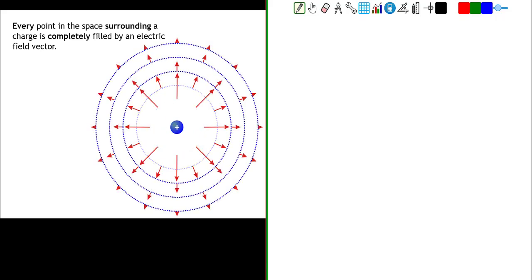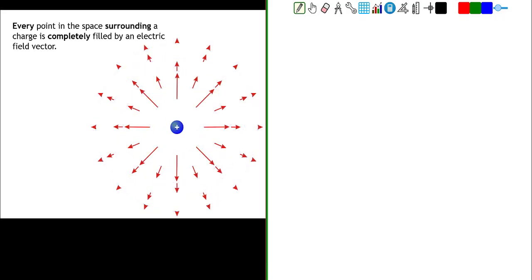So I said the electric field communicates. It is the mechanism through which charged particles communicate. Think of it like this. Imagine you're somewhere out hiking. You're having a nice day, but you're feeling kind of lonely. So because you're feeling kind of lonely, you put out a message. Hey, is anyone there?